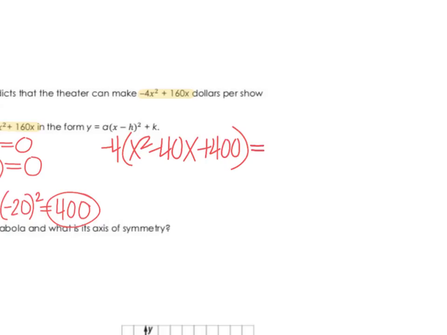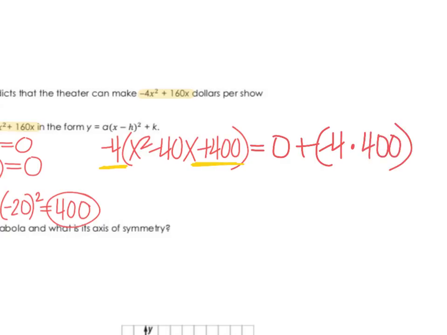Now, what I want you to notice and be careful about is that we added 400 inside the parentheses on the left side of the equation, but we're really adding -4 times 400 to the left side. On the right side we had a 0, and we would normally be adding 400 to the right side, but you have to be sure to balance out your equation. Whatever you add to the left side, you have to add to the right. So we have to add -4 times 400 to the right side of the equation.